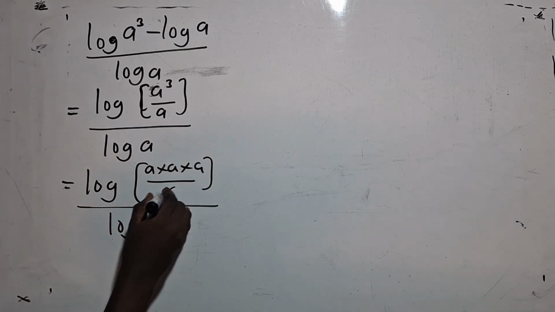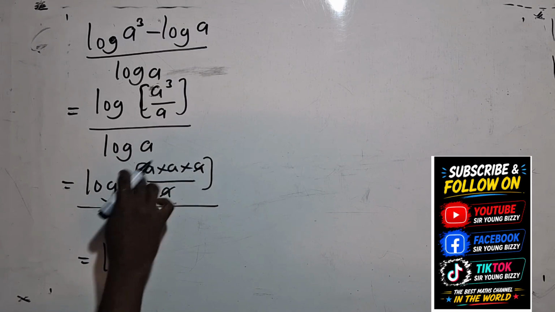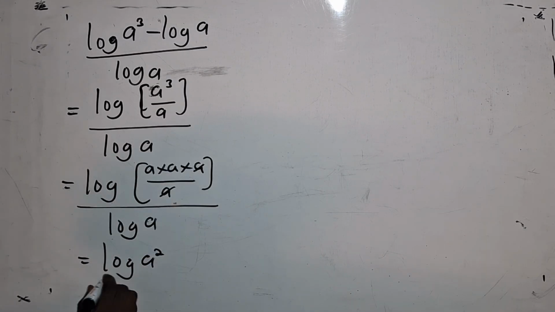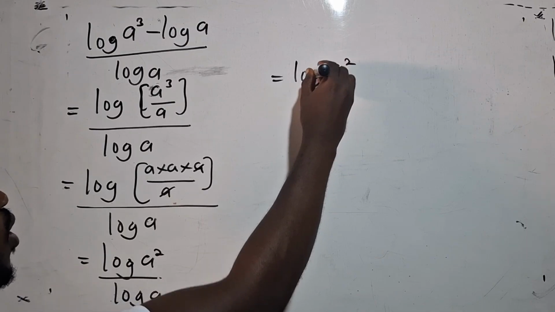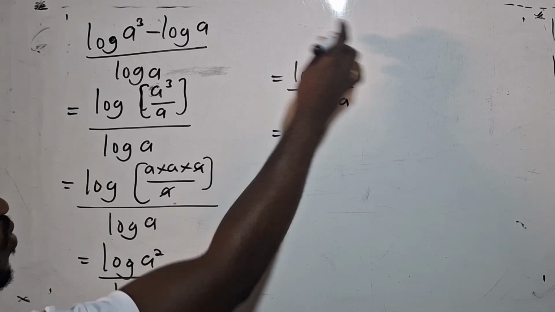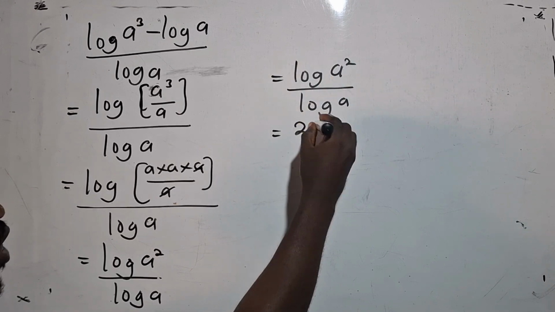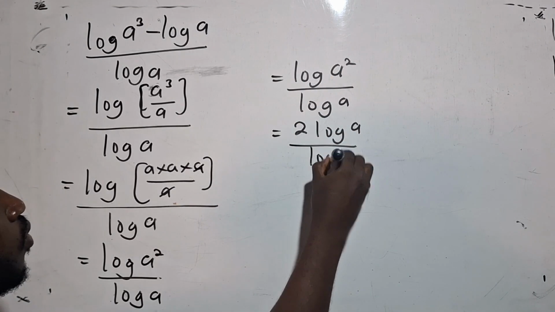So now this a will cancel this a. Now we have log, and a times a will give you a squared, all over log a. Yes, a squared all over log a. We have to simplify, and this is not the final answer. And we all know that we have log a squared all over log a, and the top one is going to give us, the power will come at the front of the log, giving 2 log a all over log a.